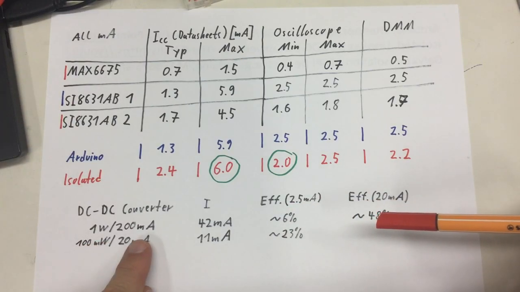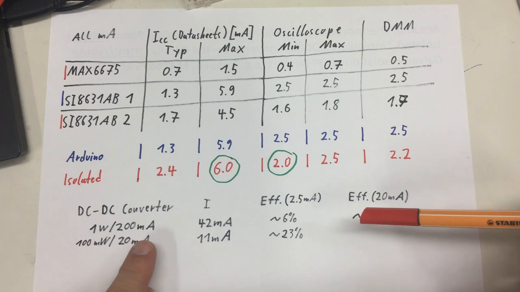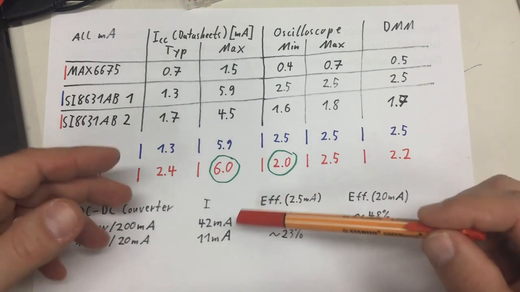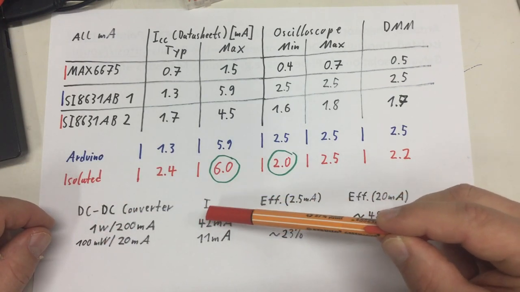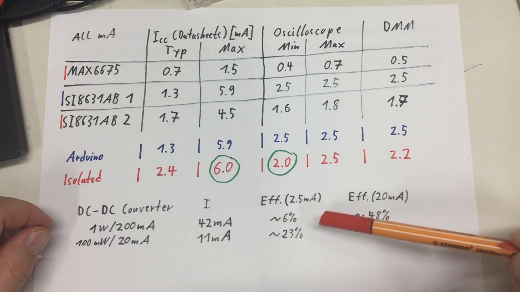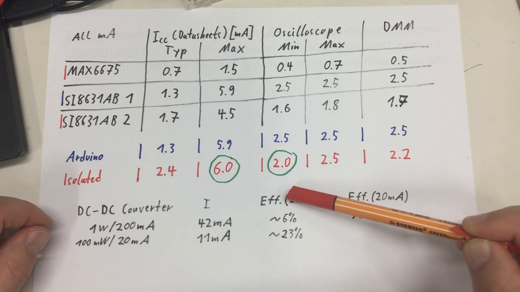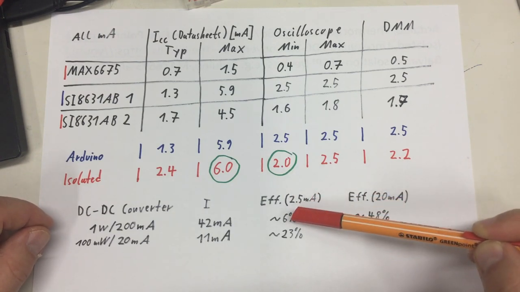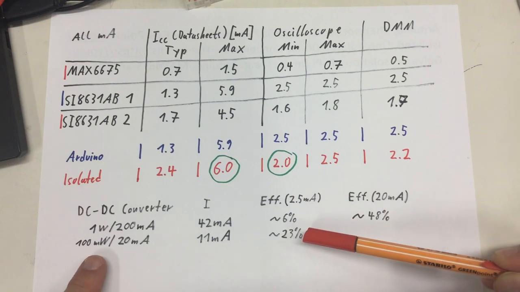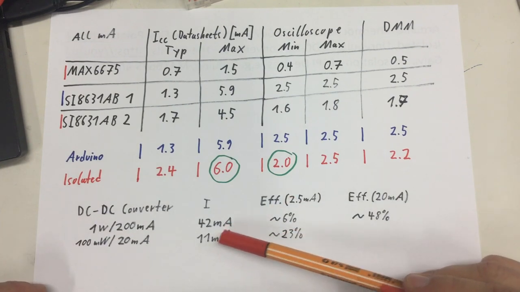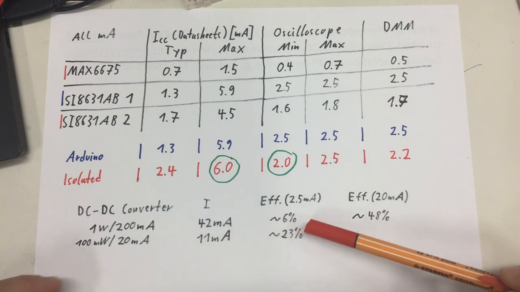So with the 1 watt type, and remember, we are really wasting 18 milliamps only to keep that thing happy, which in its minimal load range of 10%, we needed 42 milliamps, 42 milliamps. That is about an efficiency of 6%, just considering our maximum current, which we really need, 2.5 milliamps. With the 100 milliwatt converter, we are faring a lot better, but it's still not good.